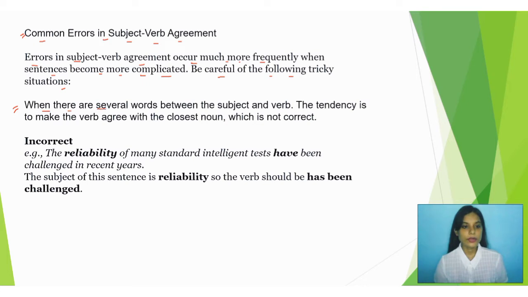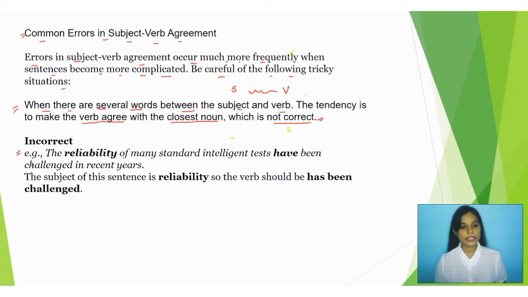When there are several words between the subject and the verb, the tendency is to make the verb agree with the closest noun, which is not correct. Okay, let's see the example, then only we can understand it very, very carefully.